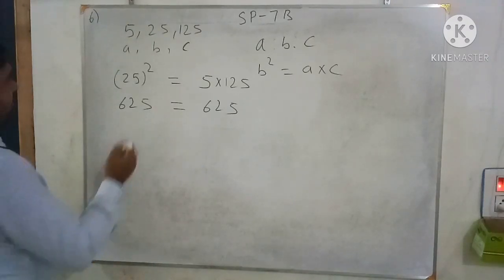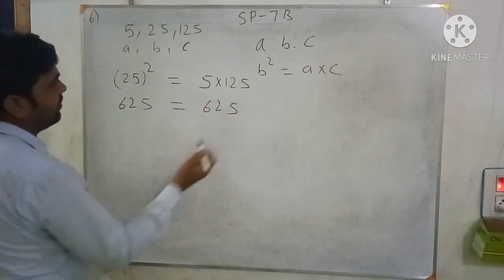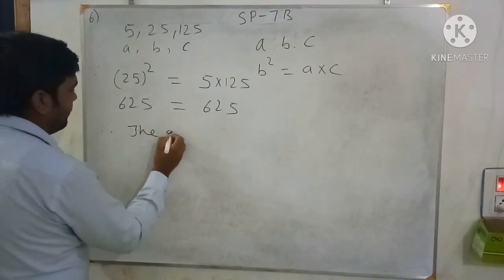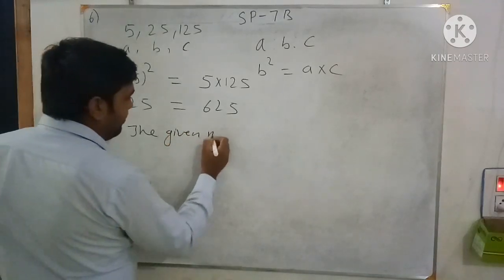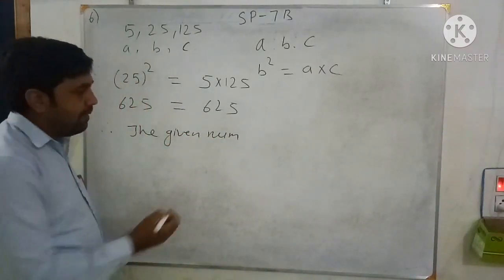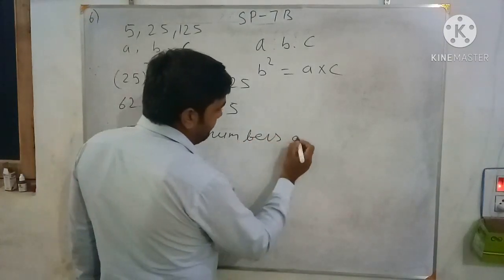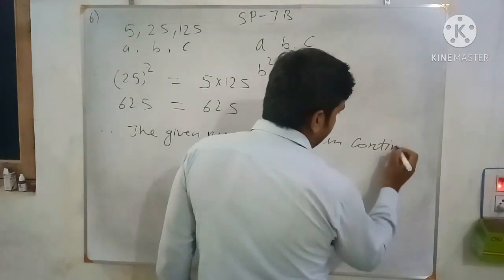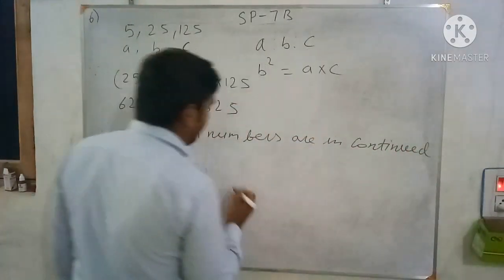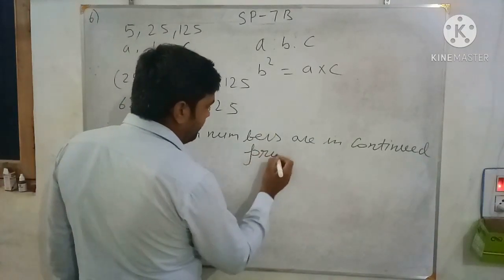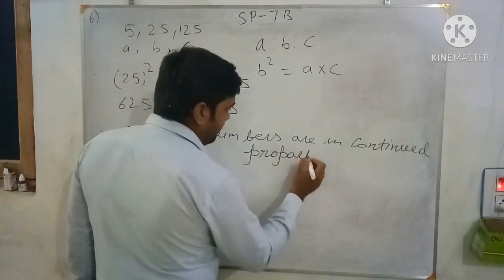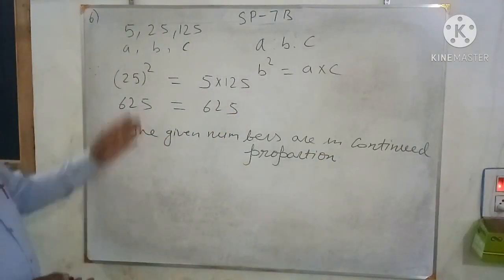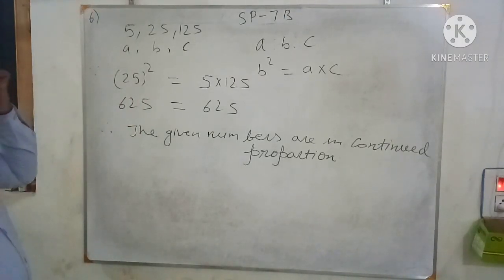So what you write: since 25 square is equal to 5 into 125, therefore the given numbers are in continued proportion.